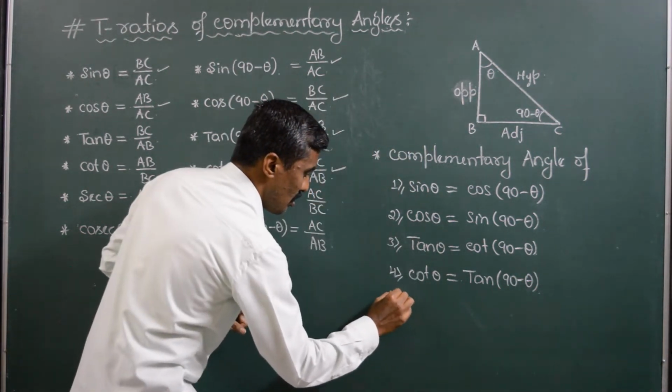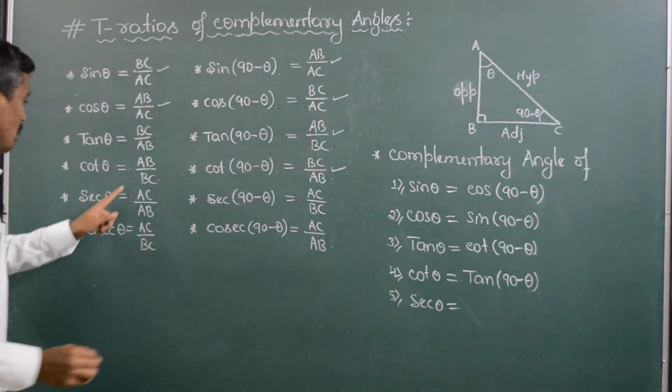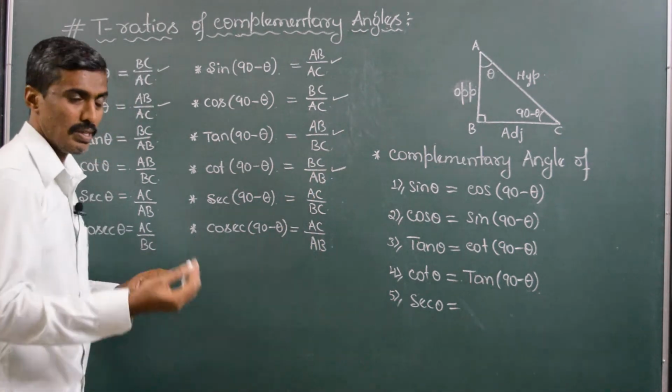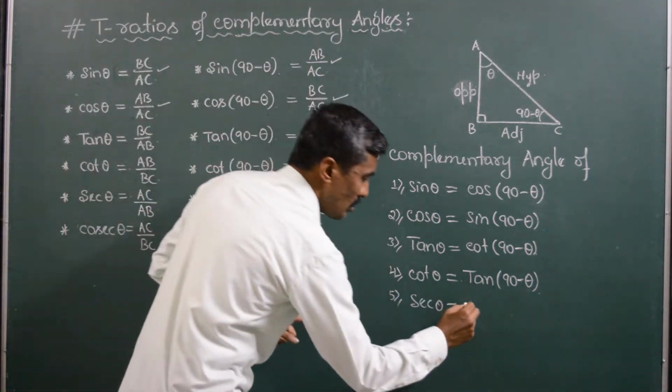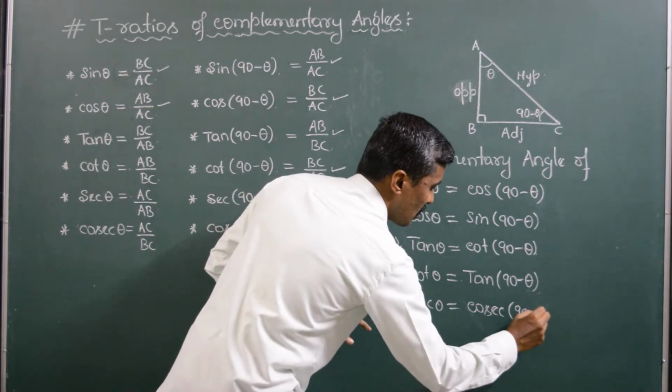Next, the fifth one is secant theta. What is secant theta? AC by AB. So AC by AB is for what? Cosecant of 90 minus theta. Therefore, the complementary angle of secant theta is cosecant of 90 minus theta.